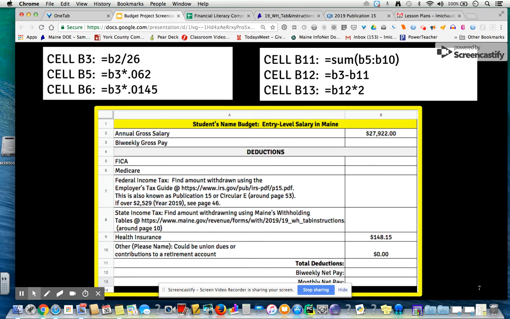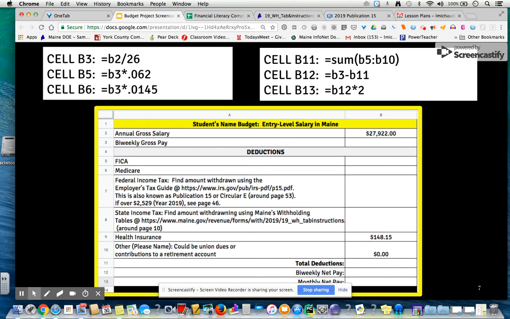So, this is the first part of your budget spreadsheet. We will start out with a low income. And again, the amount of money you earn obviously depends upon where you live, the career that you decide to pursue. But let's say we start out with $27,922. That's your annual pay, your pay per year. And that you are paid biweekly. Now, biweekly means every other week.